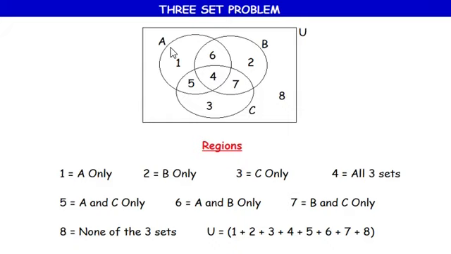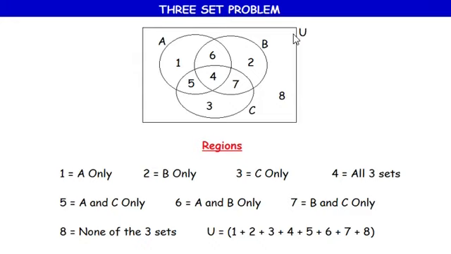Similarly, A and C is this entire region. So 4 plus 5 is for A and C. But 5 alone is A and C only, meaning that circle B must not be part. So 5 is A and C only, this region. 7 is B and C only. So it means that 4 plus 7 is B and C in general. But if you want those who offer B and C only without A, it is going to be only 7. So 7 is equal to B and C only.